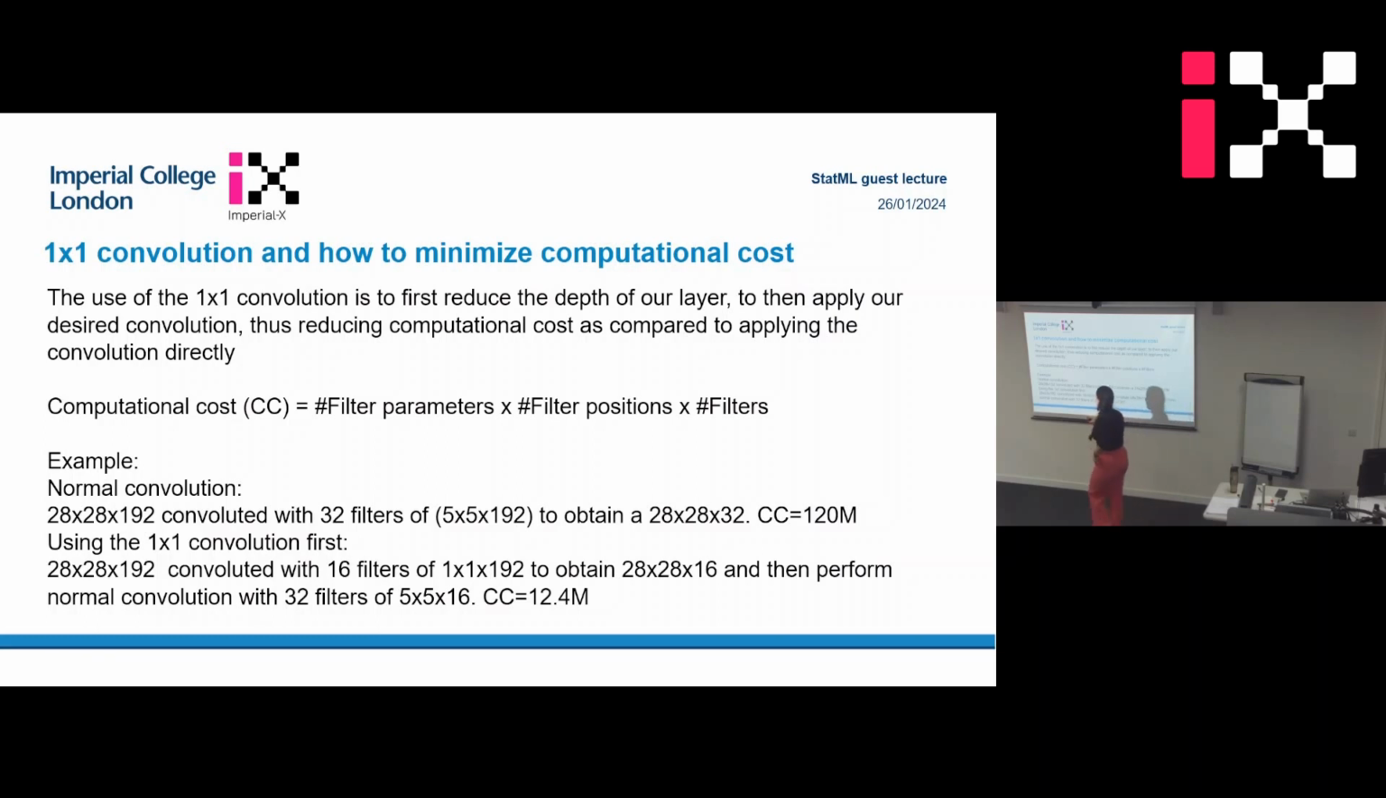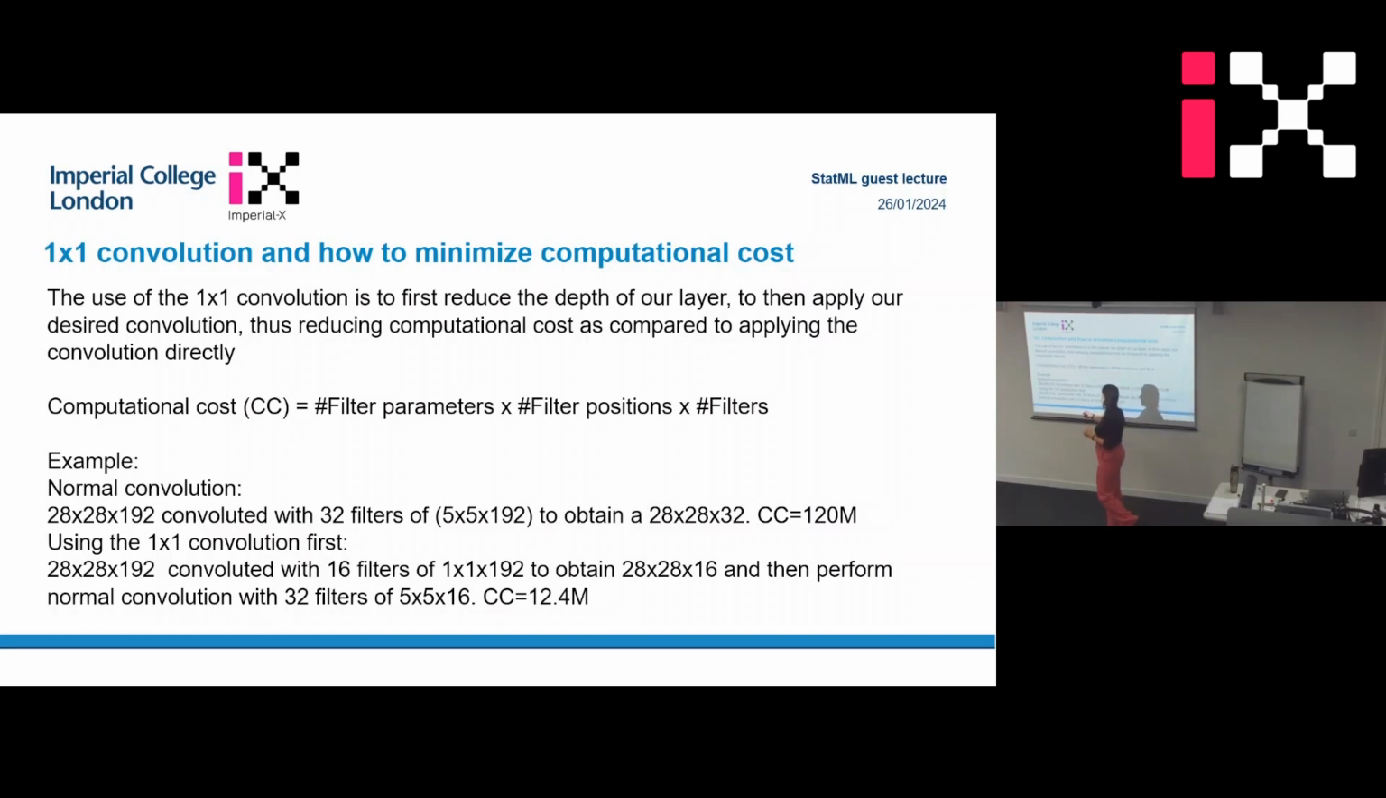And so if you wanted to apply to this kind of image, 28 by 28 by 192, and you want to convolve it with 32 filters that have this shape, that's going to give you this. And the number of computations you need to do is like 120 million, so a really big amount.